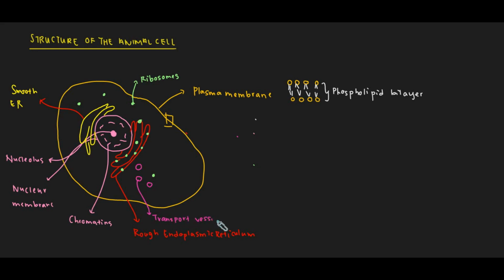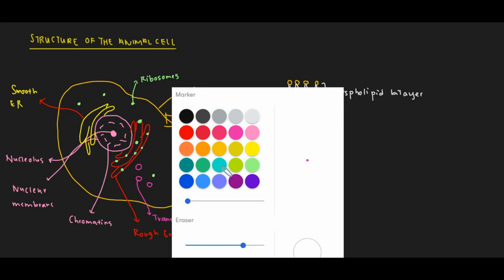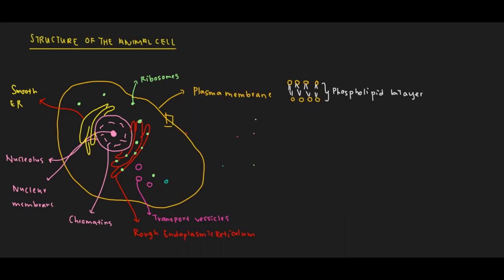So the transport vesicles would be transported to the Golgi apparatus. This is how the Golgi apparatus looks like. So the main function of the Golgi apparatus is to process, package, and modify proteins that are transported from the rough endoplasmic reticulum.